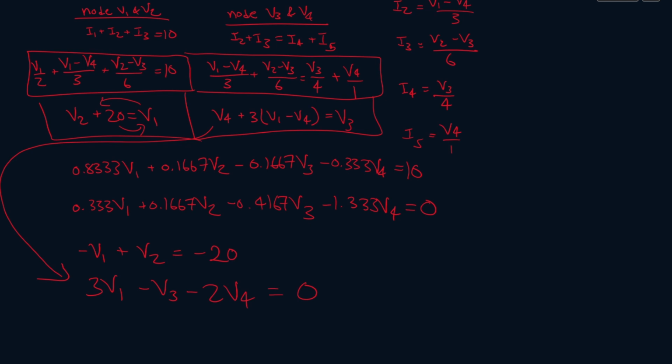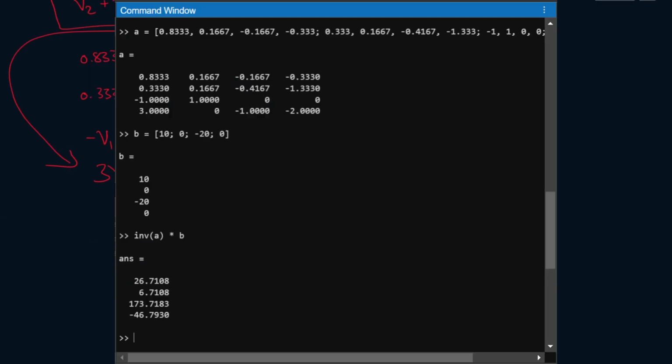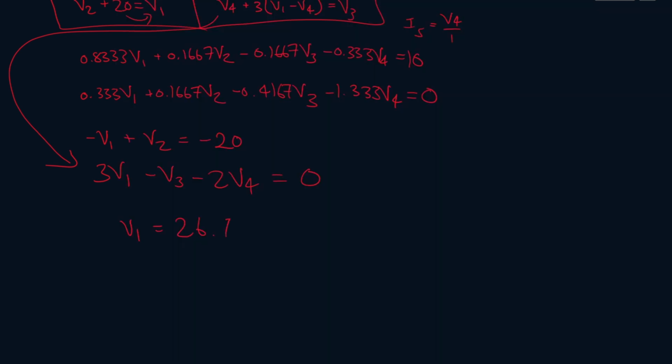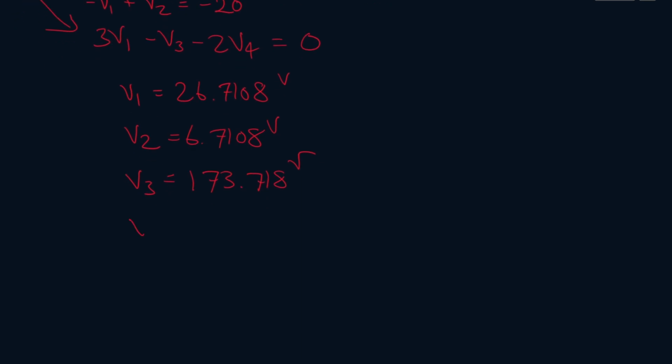Now, if we put them through MATLAB, we get the following answers. V1 will equal 26.7108 volts. V2 will be equal to 6.7108 volts. V3 will be 173.718 volts. And V4 will be equal to minus 46.793 volts.